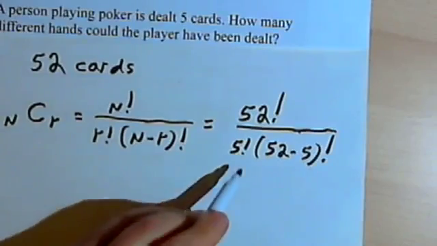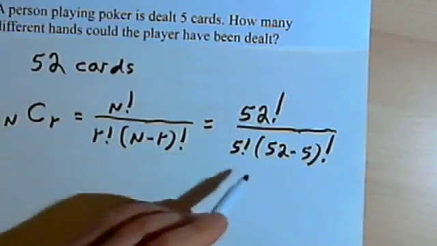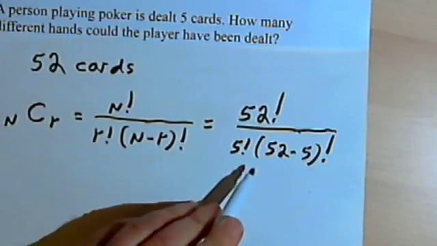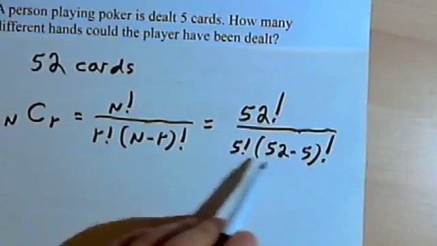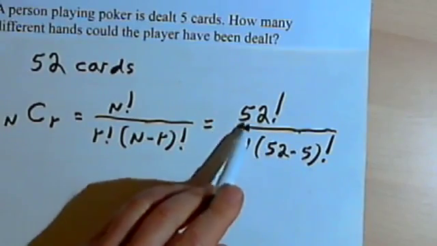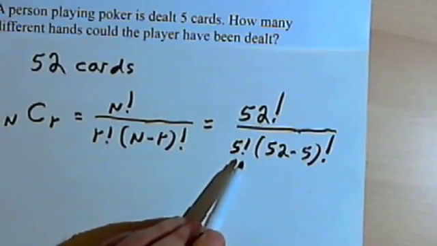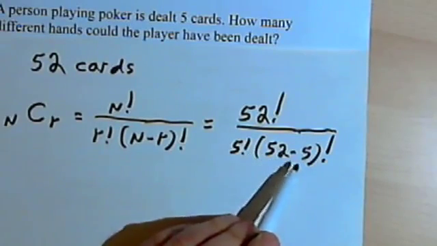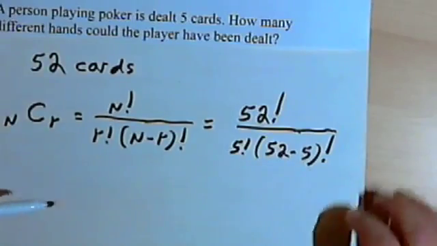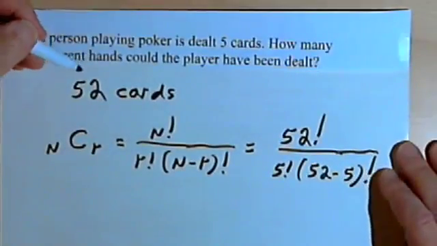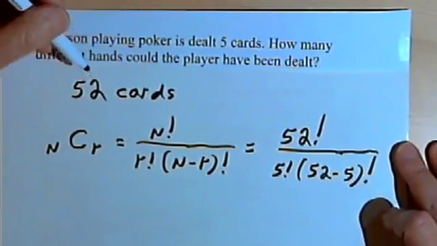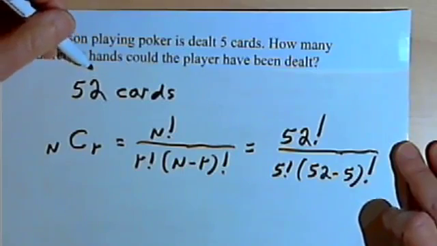Okay, and once again, probably the easiest thing to do for something like this, because we're going to deal with fairly large numbers, is you could put this into your calculator, 52 factorial divided by 5 factorial times 52 minus 5 factorial, and find out how many different possible hands this person could have gotten.